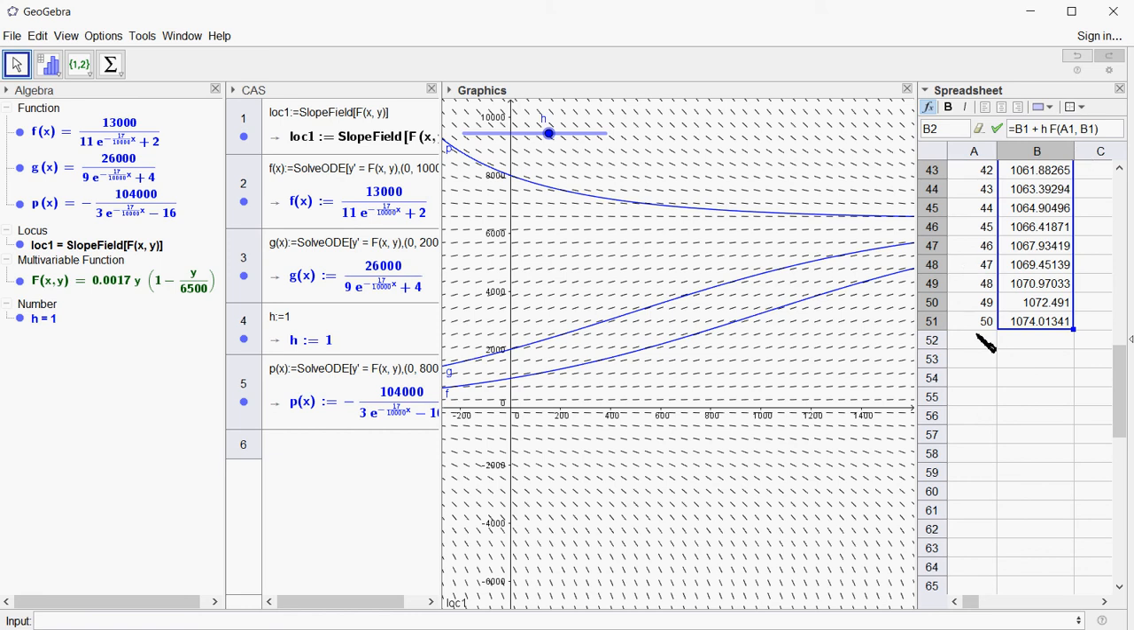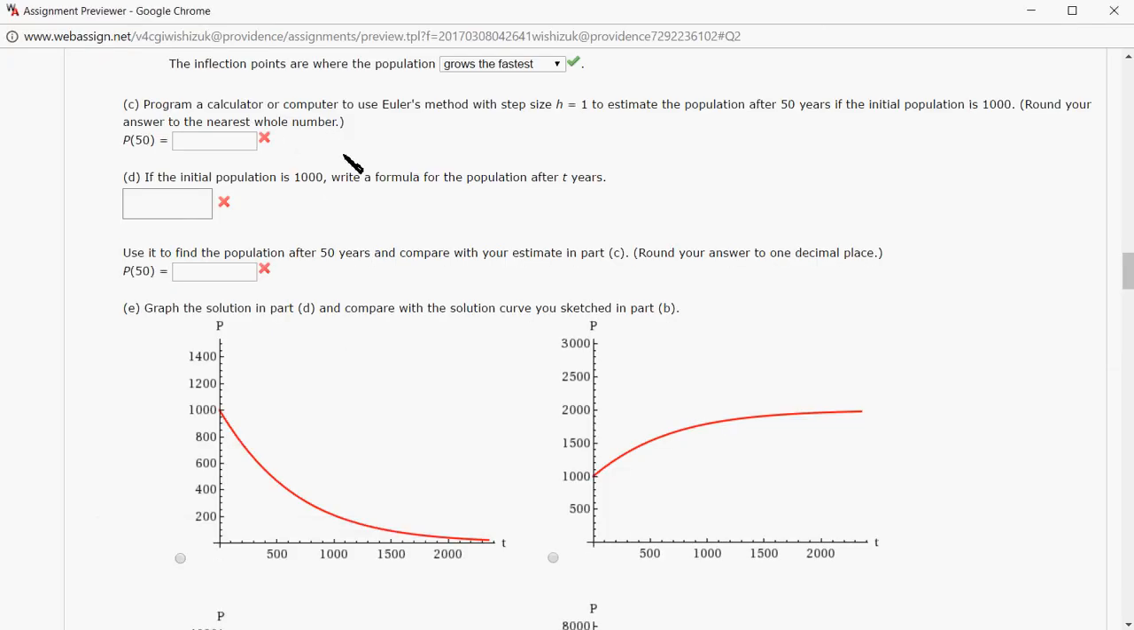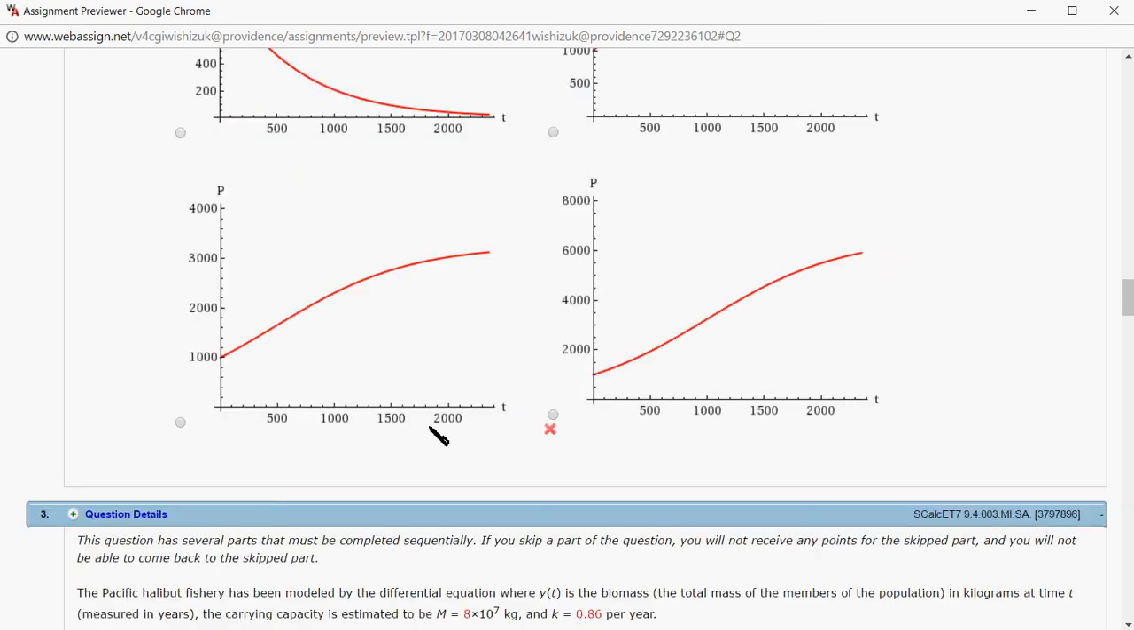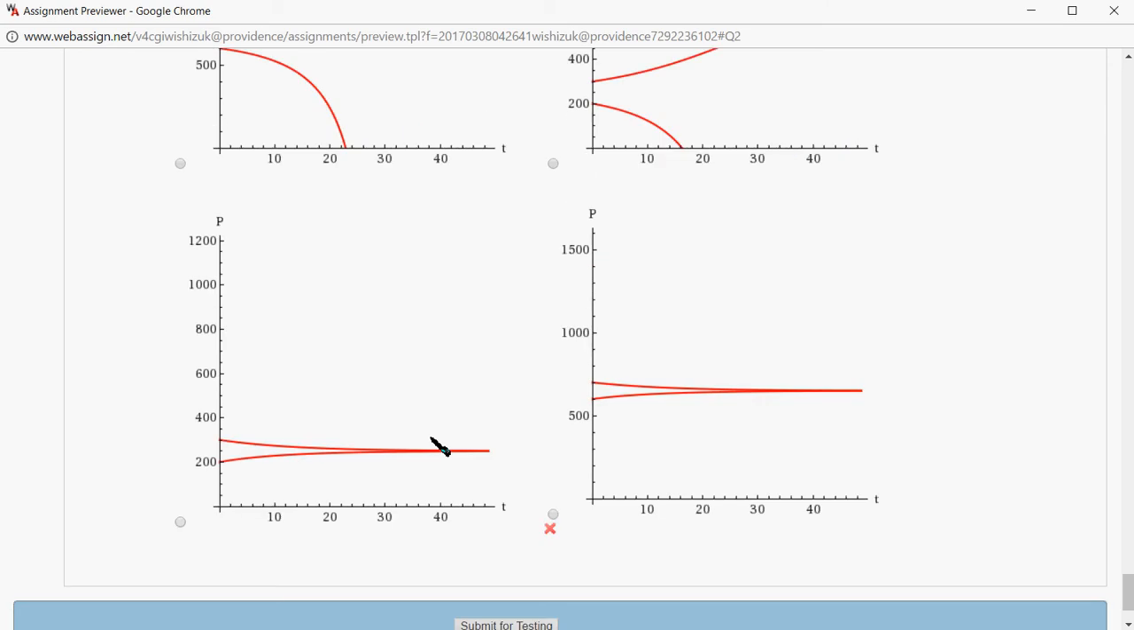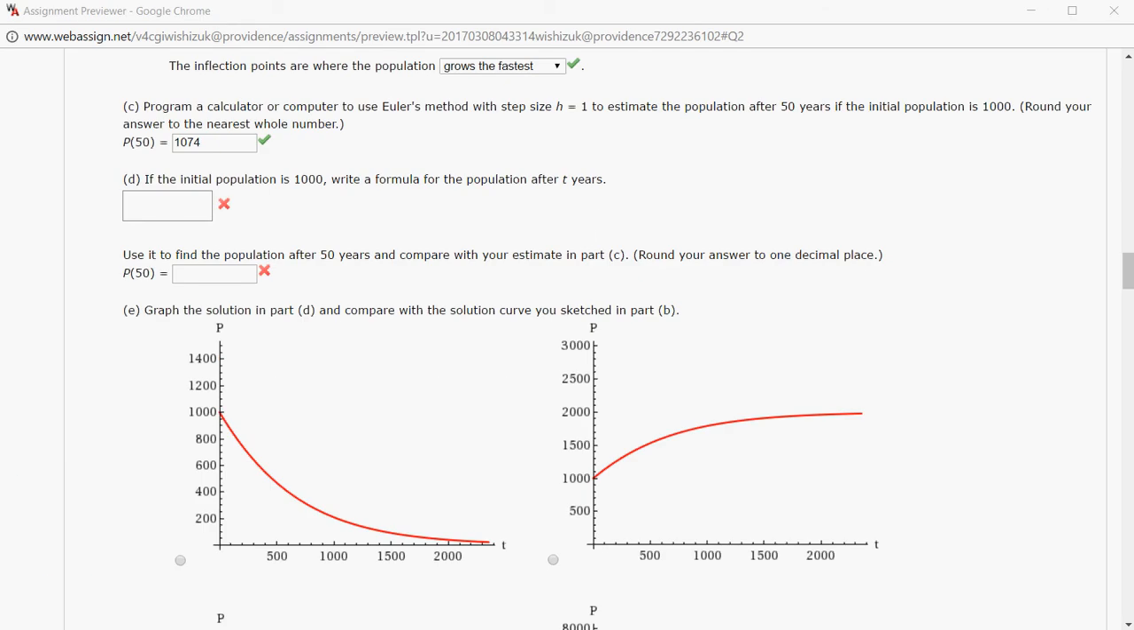At 50, Euler's method tells you that it's 1,074. So let's type it in. 1,074 was the value. Let's check the answer first. Submit for testing. It came back and looks like we got part C correctly. So let's look at part D.